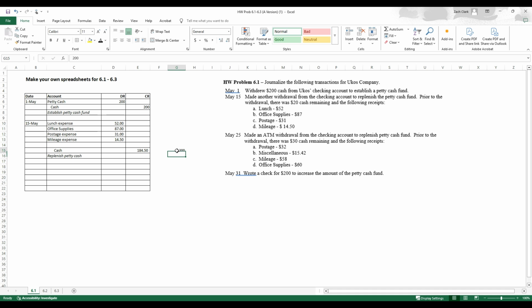And so if we take the $200 that it should be in petty cash minus the total amount of the receipts that we can see in there, that gives us a difference of, let me see here. So we had $184.50, and then we have $20 left over, I guess I should say. We have $20 in petty cash.